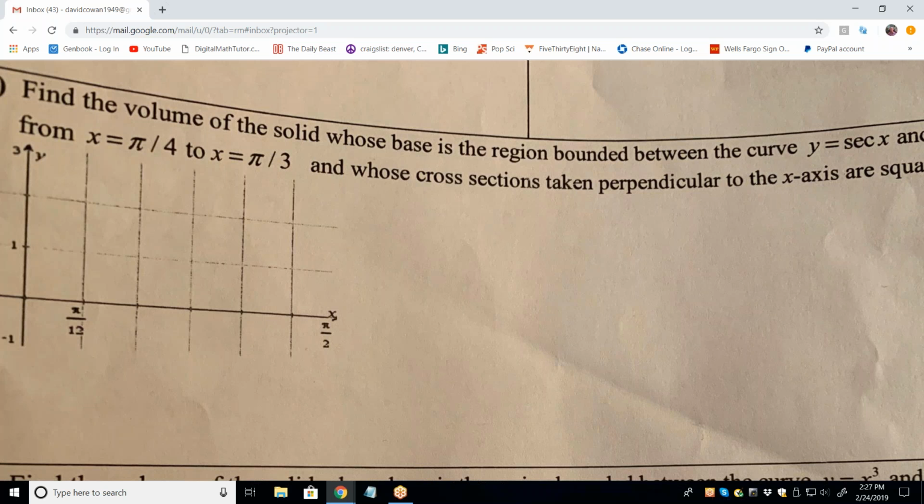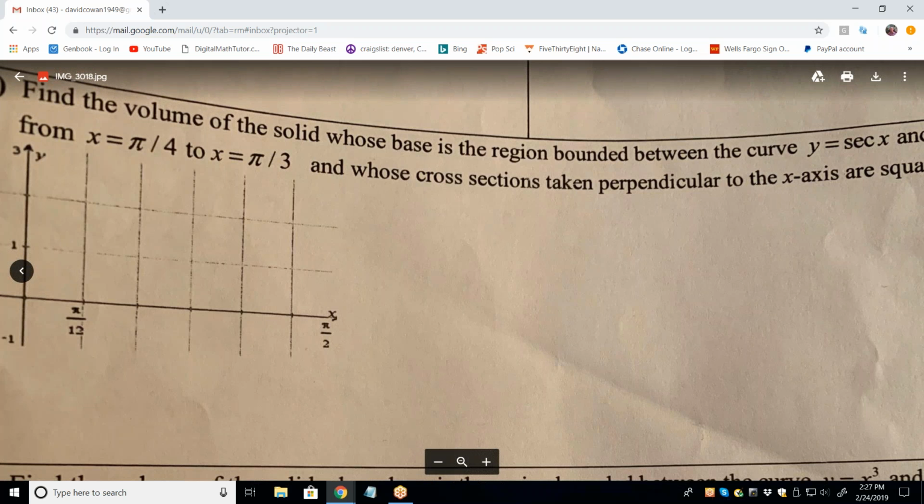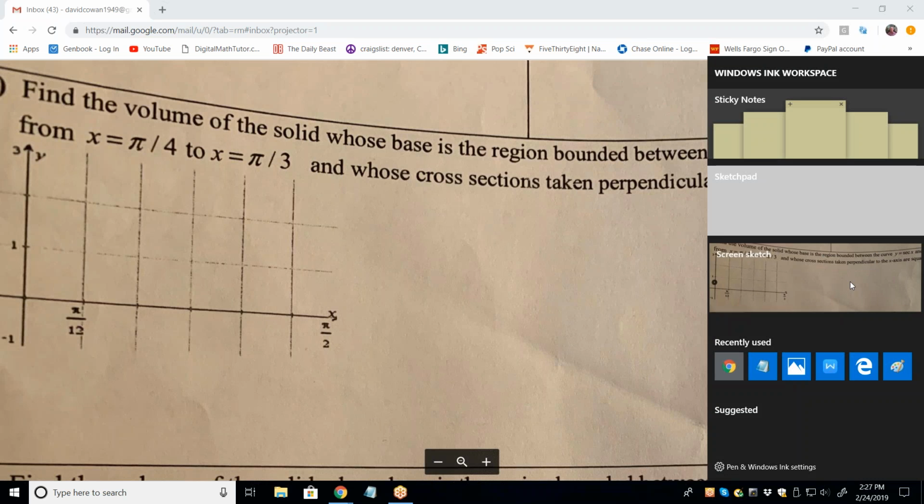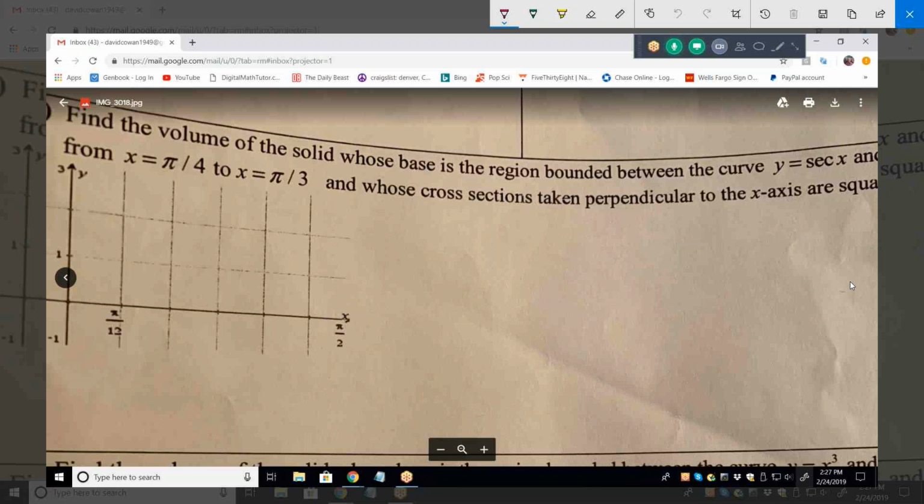I think we should probably draw the graph first. Correct. Okay. What do we know about secant? It sits on the tops and bottoms of the cosine curve. Correct. So, here, let me turn on my writing thing. And let's see, its period is going to go out to pi, I believe.